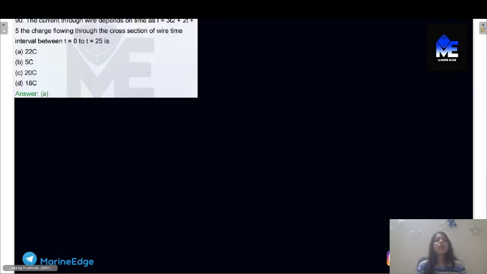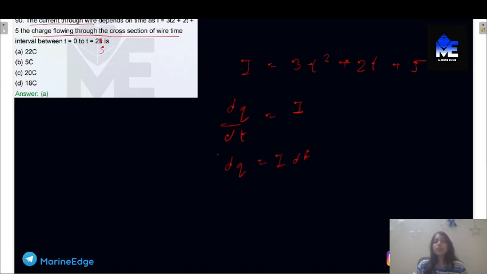Moving on. Now, a current through a wire depends on time. It is given that this current I depends on time as 3t square plus 2t plus 5. We are also aware that dq by dt is equal to I. It is asking what is the charge flowing through the cross-section of the wire in the time interval 0 to 2 seconds. So we'll get dq as I dt. If we integrate both sides, we get q equals the integral of I dt from 0 to 2.